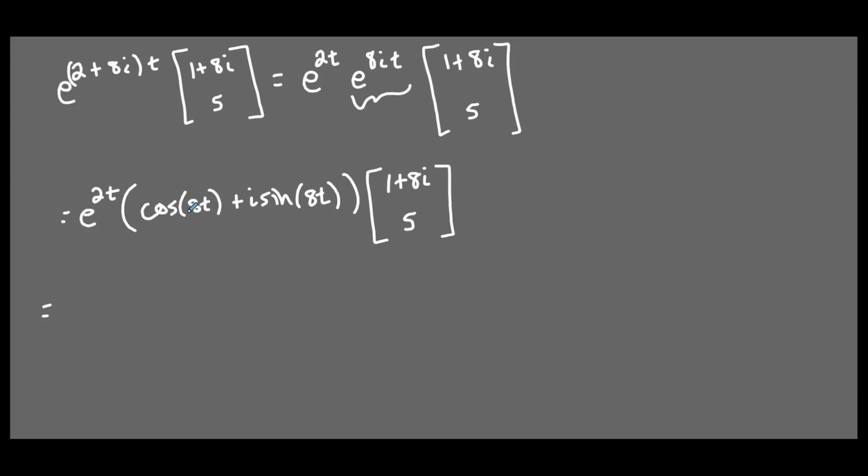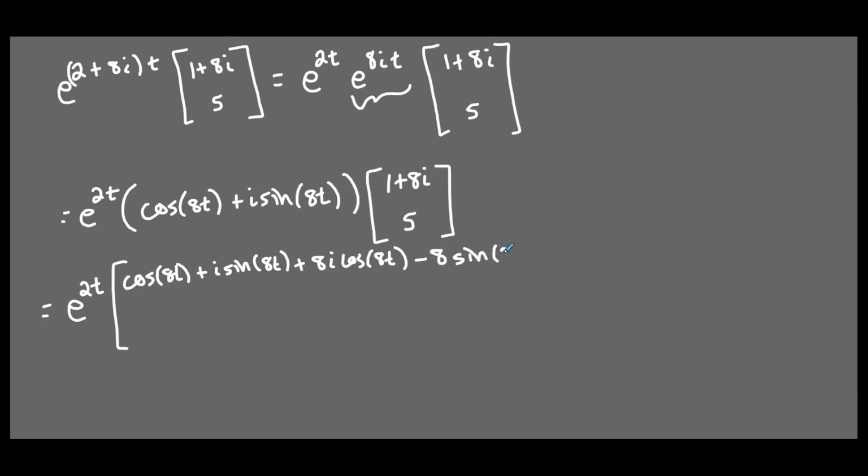So now I'm just going to multiply this cosine 8t plus i sine 8t inside the eigenvector. I still have this e to the 2t up front. So I get cosine 8t plus i sine 8t. That's this thing times 1. Then I also have to multiply by 8i. So I get 8i cosine 8t plus 8i squared. That's actually going to be minus 8, right? The i squared will be -1. So I get minus 8 sine 8t.